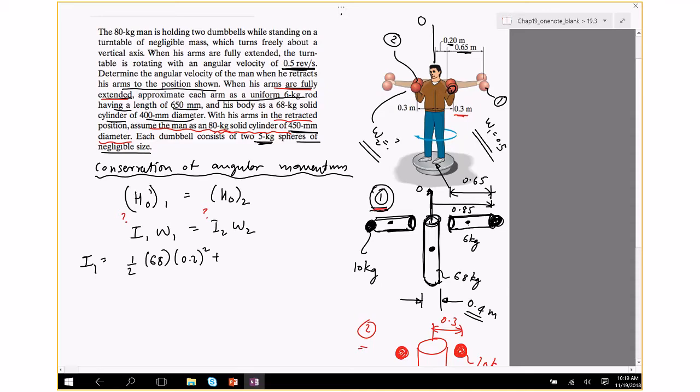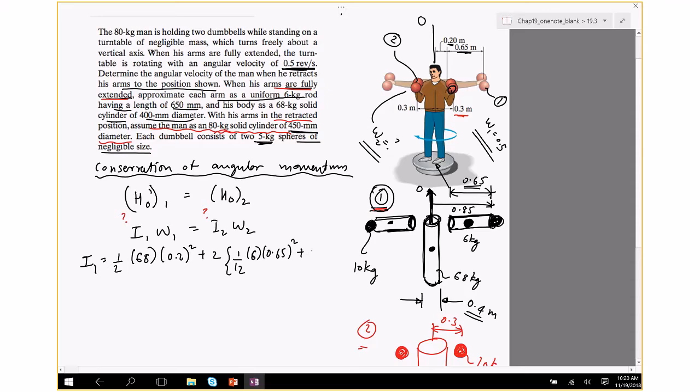Next, we need to find the inertia of the arms. I'm going to find the inertia about axis O for one arm, and then just multiply it by 2 because there are two arms. So 2 times the inertia of each arm about axis O. First I find the inertia about the center of mass, which I've shown. That's going to be 1/12 mass, which is 6, times the length squared. The length of the arm is 0.65. But that's the inertia about the center of mass, the black dot I've shown. I need to find the inertia about axis O, so I need to use the parallel axis theorem.